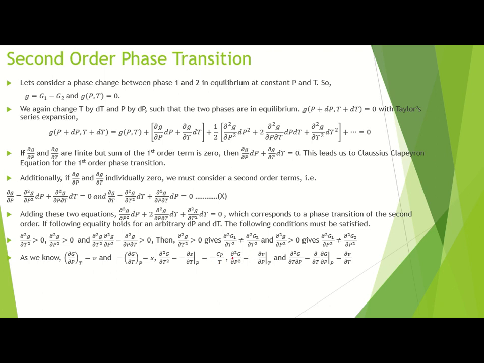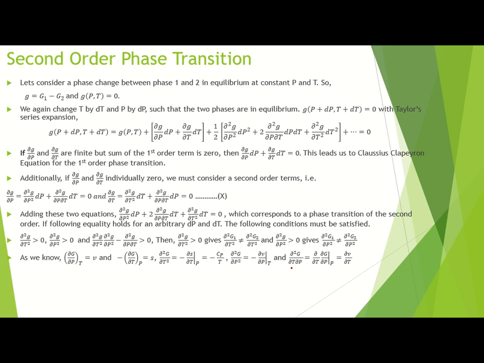Similarly, you can take the second order derivative of g with respect to p, the pressure. The first order derivative gives you the specific volume, and one more derivative of specific volume with respect to p gives minus ∂v/∂p. Alright.